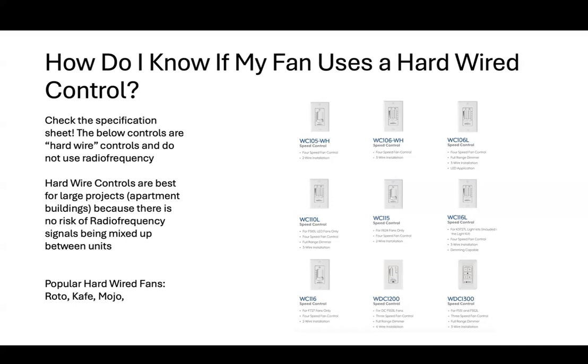Hardwire controls are best for large projects like apartment buildings and mixed-use areas, as there is no risk of RF interference between the units. More on this to come. Additionally, many specifiers prefer hardwire controls on large projects because it eliminates the need for an electrical component called a receiver, which can increase the per unit cost of the fan and have a greater risk of failure.